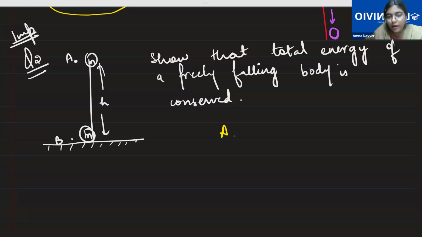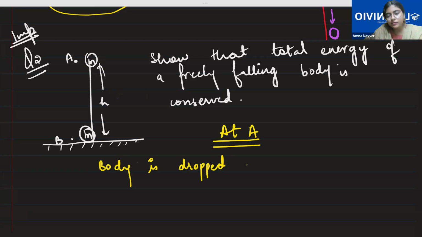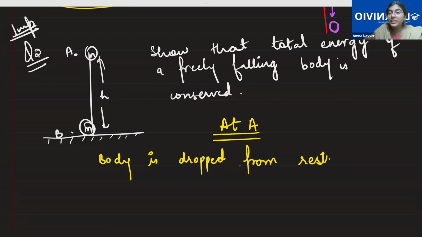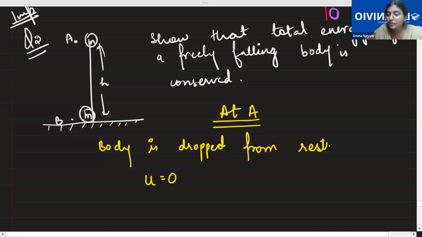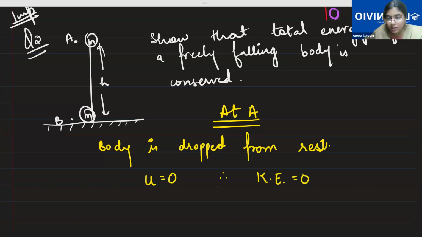So let's say we have a point A. At A, this is the initial point, at a height h. Now the body is initially dropped from rest. In this case, if it is dropped from rest, the velocity is 0. Therefore, we can say kinetic energy is also 0 because no movement is there. It is dropped from rest, so no movement right now.